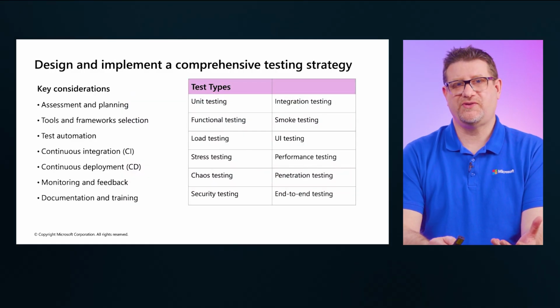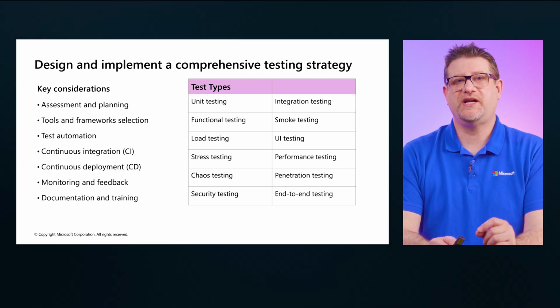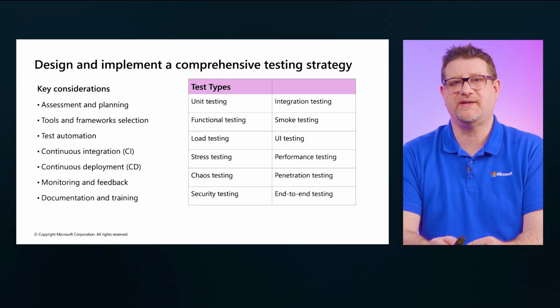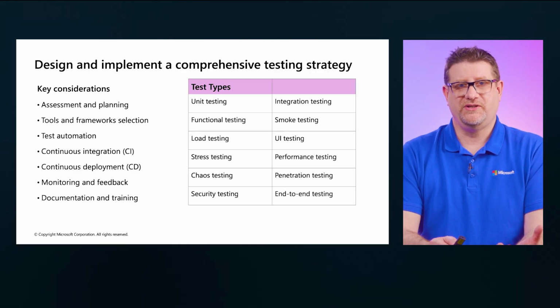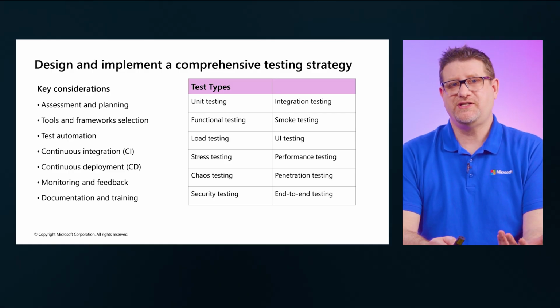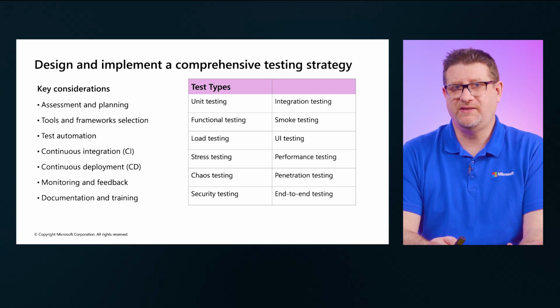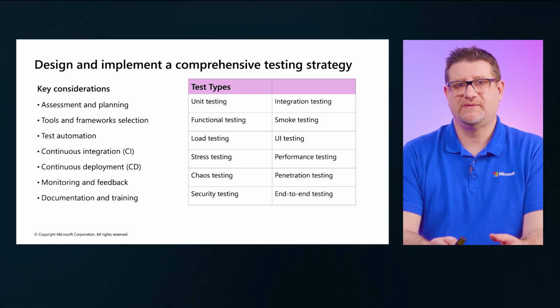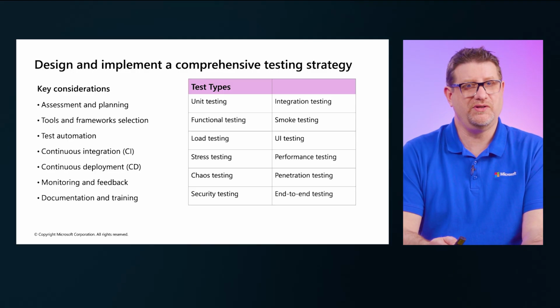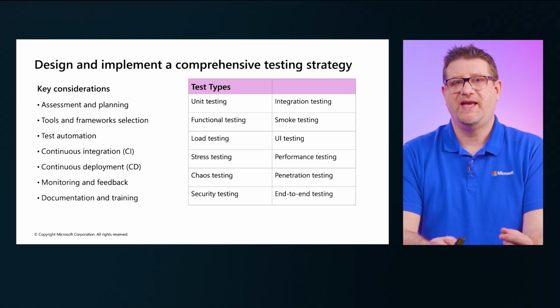A comprehensive testing strategy is essential for delivering high-quality software through Azure Pipelines. This approach involves careful planning and selection of the right tools and frameworks to automate tests at every stage of the development process. By integrating test automation into your continuous integration and continuous deployment (CI/CD) workflows, we can catch issues early on, ensure that our code works as intended, and maintain a steady flow of reliable updates. Key considerations include assessing your testing needs, choosing the right types of tests like unit, integration, functional, and performance testing, and making sure your team is equipped with the proper documentation and training to execute these tests effectively.